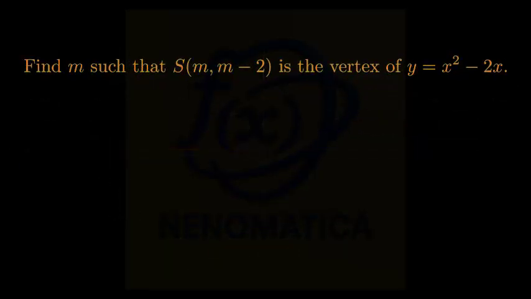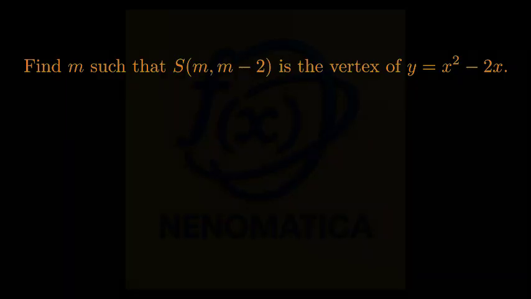Welcome! In this lesson, we will find the value of m so that the point S(m, m minus 2) is the vertex of the parabola y equals x squared minus 2x. We'll solve this using two conditions. First, the point must lie on the parabola, and second, its x-coordinate must match the vertex x-coordinate. Let's build intuition with a graph.